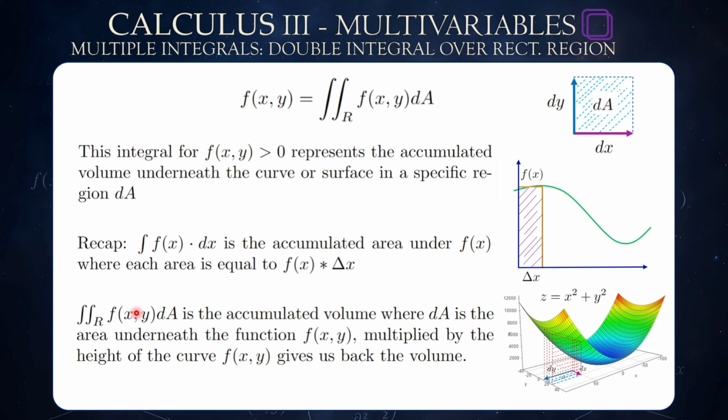The double integral over a region R of f(x,y) dA is the accumulated volume, where dA is the area underneath the function f(x,y), multiplied by the height of the curve f(x,y). It gives us back the volume, just like you see in the picture on the right. So you have delta x, delta y, or dx dy, which is dA, multiplied by the height of the curve. It gives you the volume under the curve in that region. Of course, as you sum it up, as you integrate throughout the region, you get the entire volume underneath the curve.